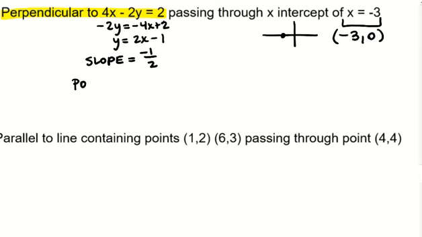I'll write it in point slope form. That's the one we always forget about, point slope form. So when I write it like that, I'll have y minus 0 is equal to negative 1/2 of x minus negative 3.